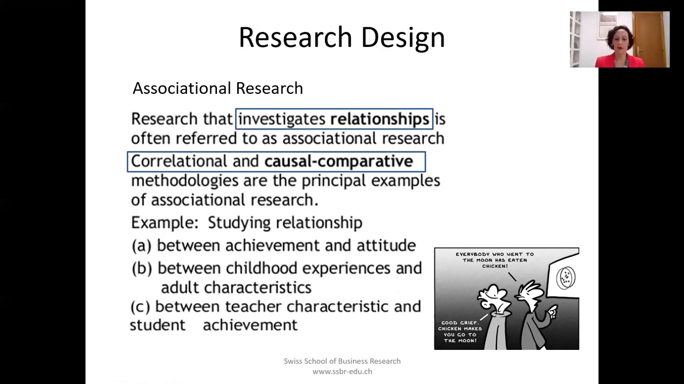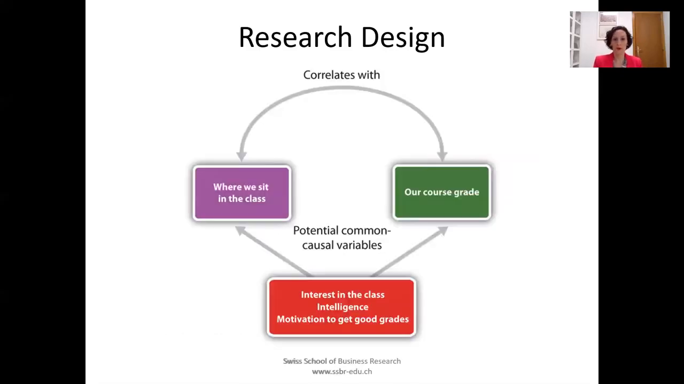And you can study many, many different kinds of relationships between achievement and attitudes, for example, or between the childhood experiences that one had and what they have achieved or how they have become as an adult, or between the characteristics of the teacher and a student's specific achievement, for example.